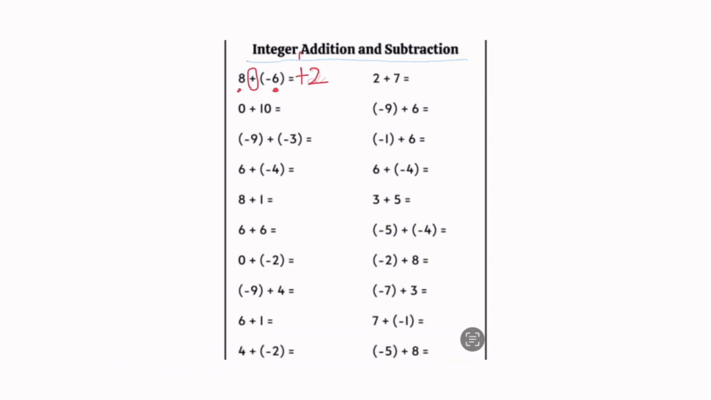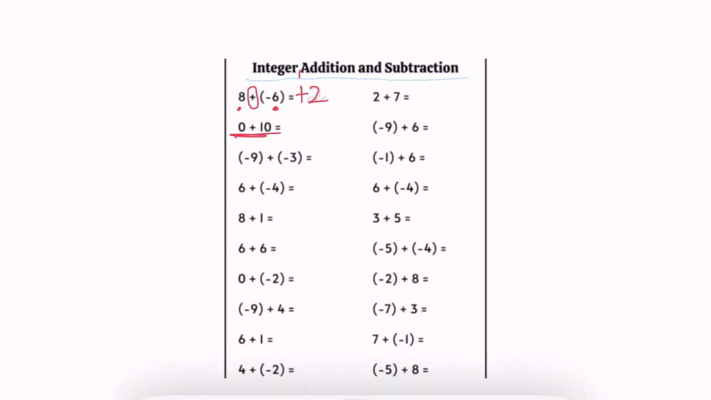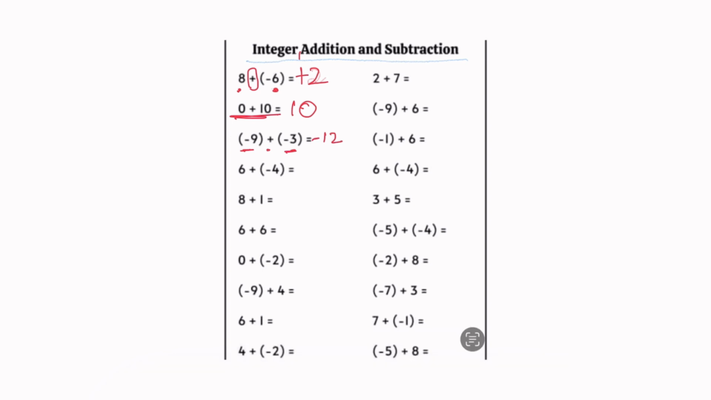Next question. Adding 0 to any number gives the same number. Then two numbers are negative. In addition, I add the two numbers. 9 plus 3 is 12 and I give a negative sign. When two numbers are negative, I add the numbers and give a negative sign.